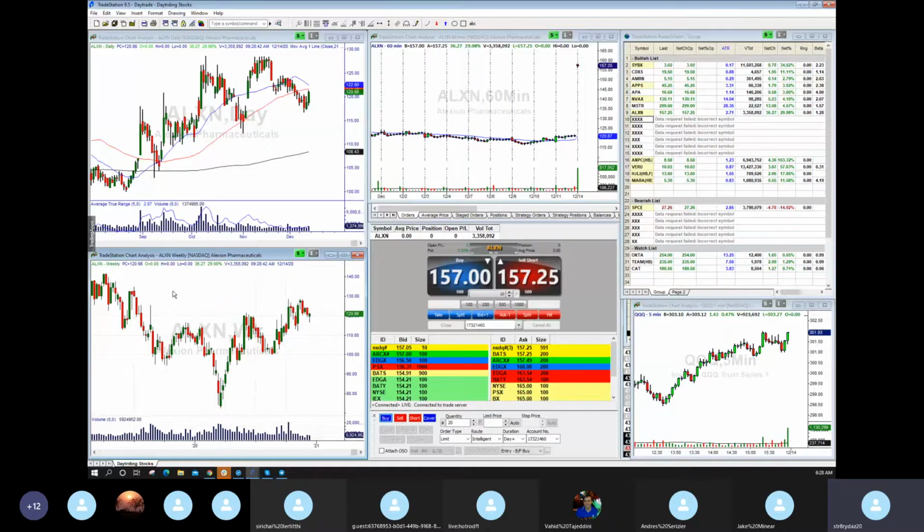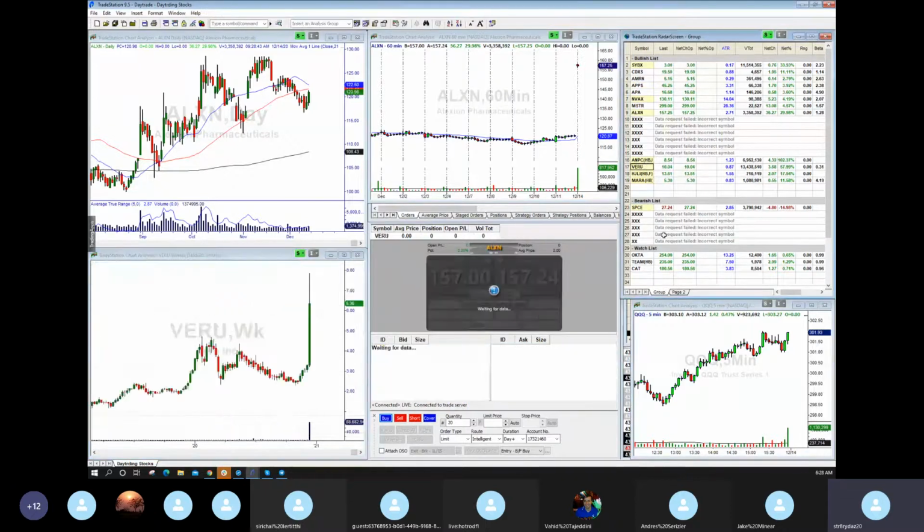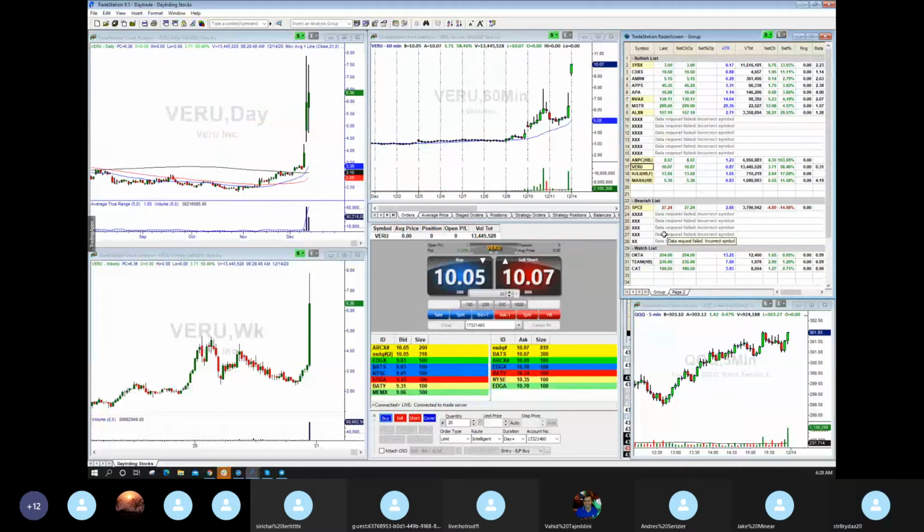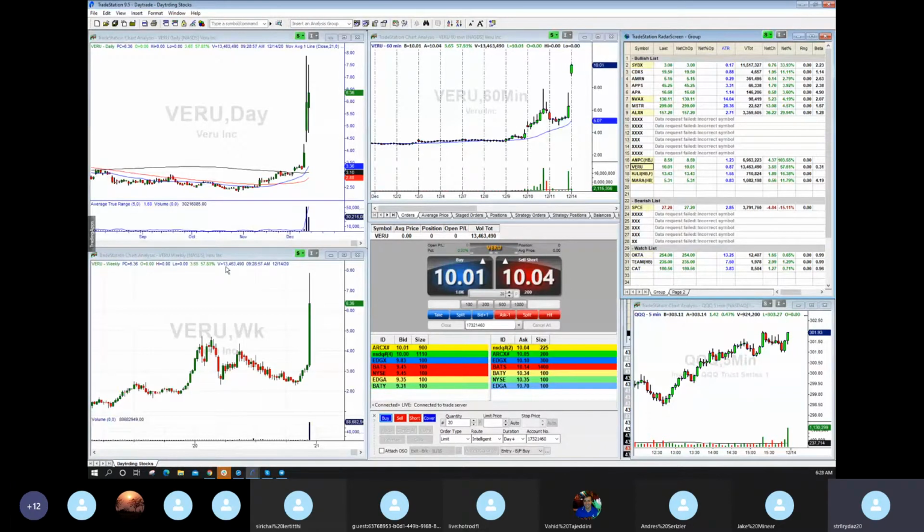I do like this. Yeah, it's already going over 10 bucks. I didn't want it to take out 10 bucks. Look at this, 13 million shares traded. I do like this. I'd like this to open lower.